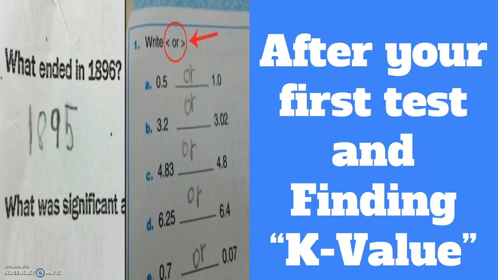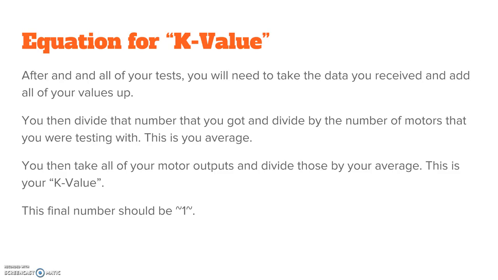After your first test in finding K value, after all of your tests, you'll need to take the data you received and add all your values up. So all the motors you have running, take all the values that you get from those motors and add them all up, and then divide that number by the number of motors you have for this test. That will be your average.